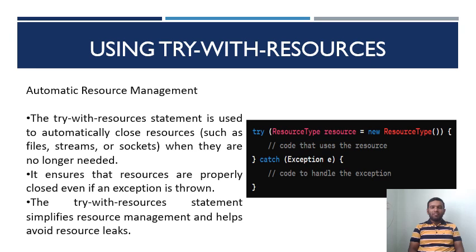We have the syntax over here. Try, resource type resource equals new resource type, and inside that block we have to write code that uses the resource. A catch block will always be given with a try. We have to specify which kind of exception we are expecting from this try block, and write code to handle the exception if it really arises. This is about using try with resources. Let us now move to the next slide.